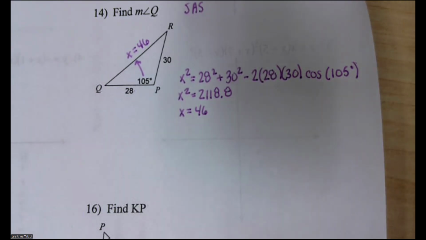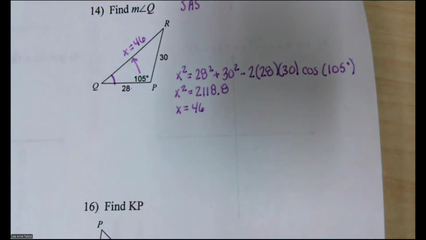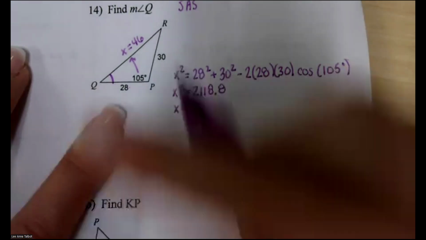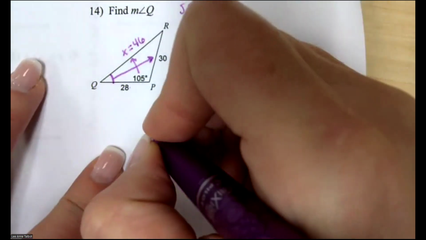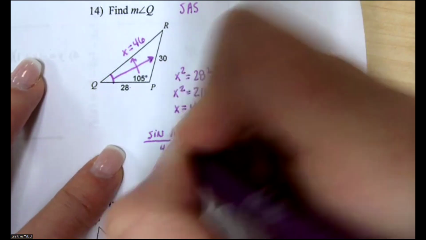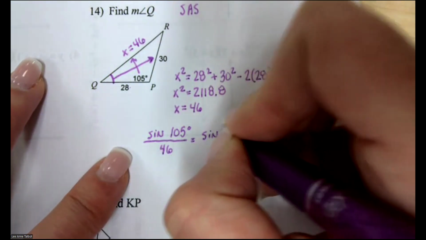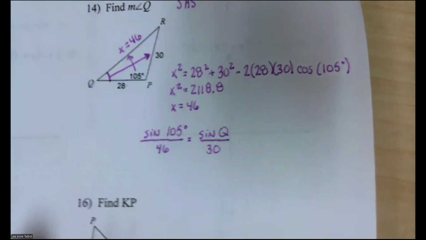Okay, now at this moment, I want you guys to tell me, would you prefer to do law of sines to find the angle Q, or do you prefer to do law of cosines again where you have side, side, side? I like law of sines better personally, but you have options. So I would draw my arrow to the 30 and say sine of 105 over the side across equals sine of Q over the side across.